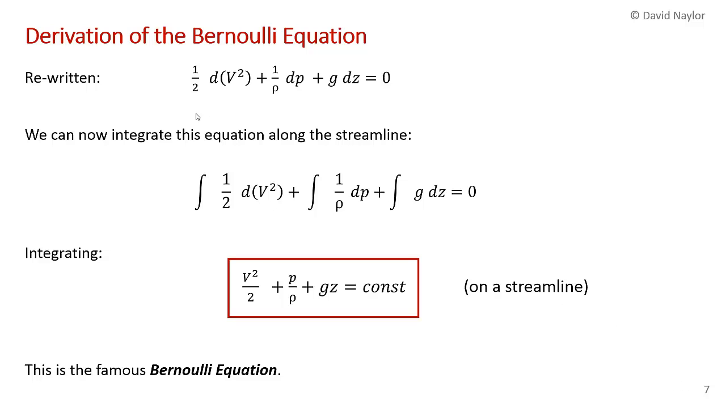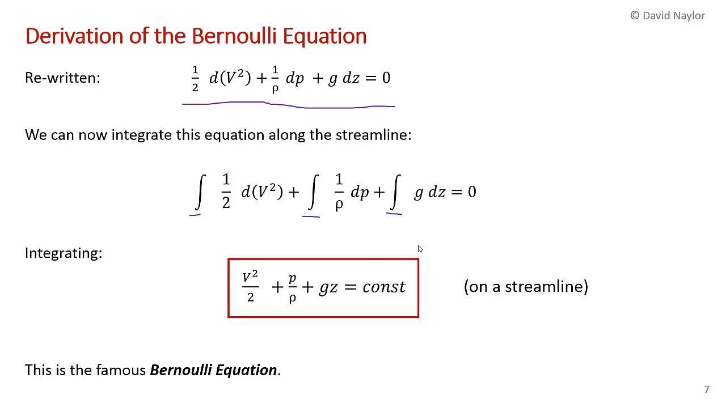And so I've rewritten our equation from the previous slide here. Now you can integrate this equation along the streamline. So I've just written each one of the terms with an integral sign in front of it. And of course, the integral of 1/2 dv squared just becomes v squared upon 2. 1/2 can come outside of the integral. We're assuming constant density. So again, 1 over rho is a constant, so this becomes dp upon rho. And g is, of course, a constant, so it just becomes z, and that equals a constant.